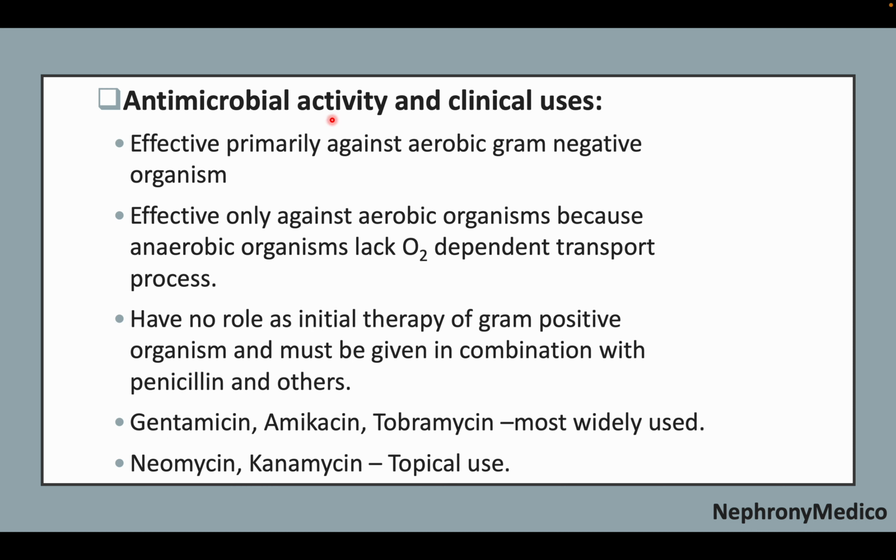Now, antimicrobial activity and clinical use: it is effective primarily against aerobic gram-negative organisms. It is effective only against aerobic organisms because anaerobic organisms lack the oxygen-dependent transport process. It has no role as initial therapy of gram-positive organisms and must be given in combination with penicillin and others. Gentamicin, amikacin, and tobramycin are most widely used, while neomycin and kanamycin are used topically.